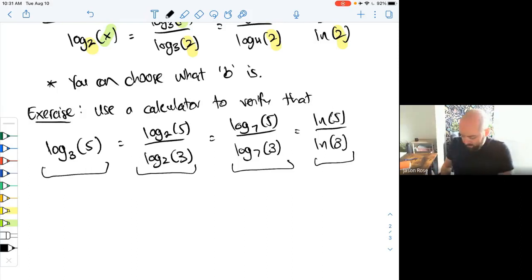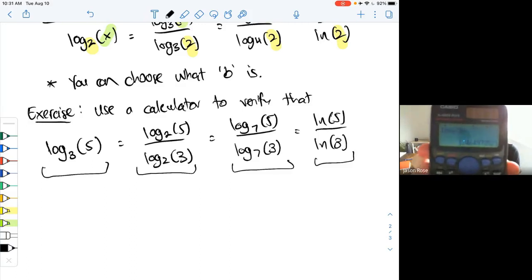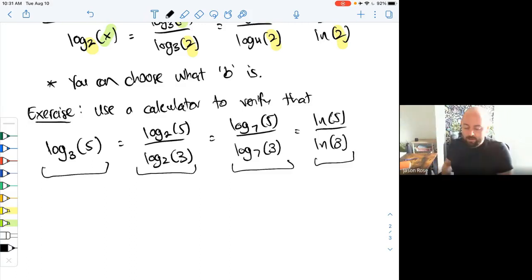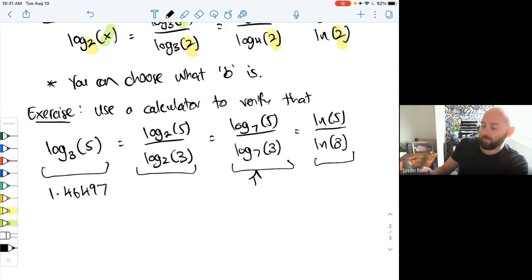So what I'm going to do is log to the base 3 of 5, and I get 1.464, blah, blah, blah. That was log to the base 3 of 5. This was 1.46497. So let's just pick this one. It doesn't matter which one we do, right? That one should also be 1.46497. So let's see what we do. Log to the base 7 of 5 divided by log to the base 7 of 3.